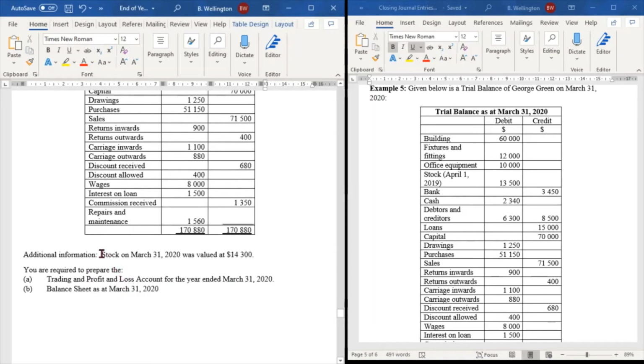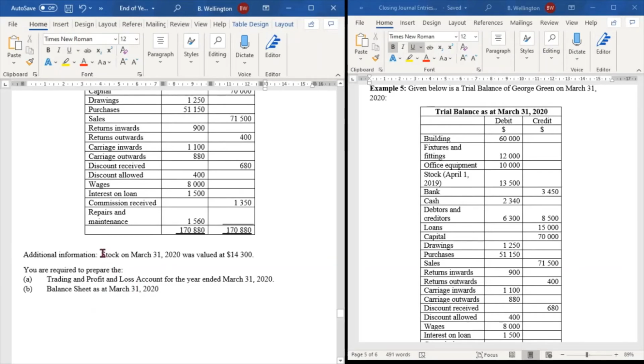Now, don't forget your closing stock. Your closing stock is going to be used both in your trading account as well as your balance sheet, because remember, it is an asset. It's goods that you still have. So it's an asset, and you're going to use it. You're going to put it in your balance sheet. At the same time, it belongs to your trading account.